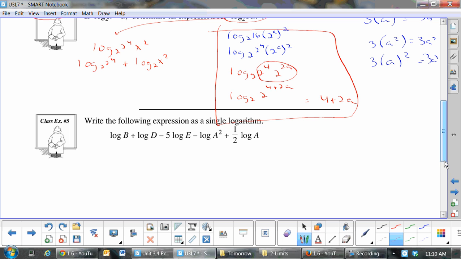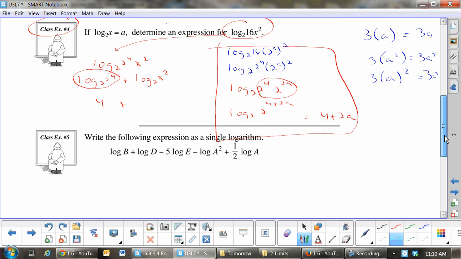Now, why did I do that? What does this equal? This equals 4 plus 2 log 2 to the x, right? What does log 2 to the x equal? This equals a, correct? So my answer is 4 plus 2a.